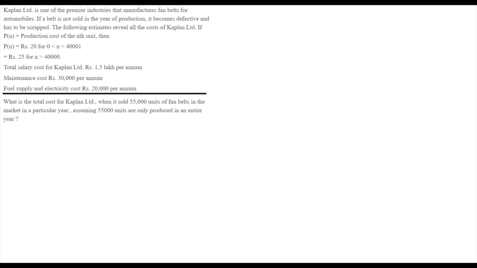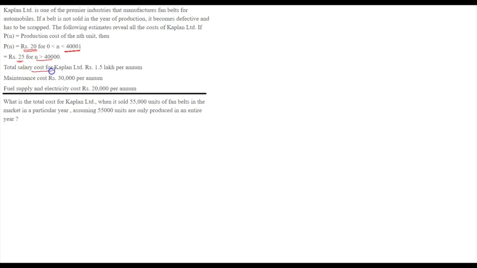Now in this question, it is given that Kaplan Limited is one of the premier industries that manufactures fan belts for automobiles. Now if a belt is not sold in the year of production, it becomes defective and has to be scrapped. Now if the number of units produced is less than 40,001, then the variable cost is equal to 20 rupees per unit, and if the number is more than 40,000, it's equal to 25 rupees per unit.